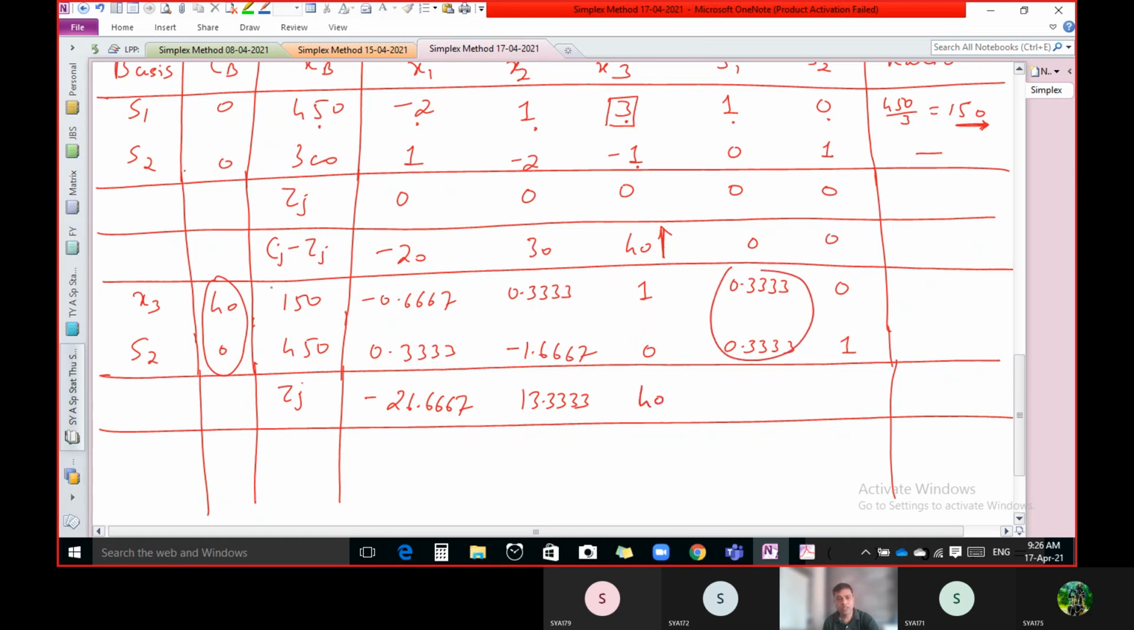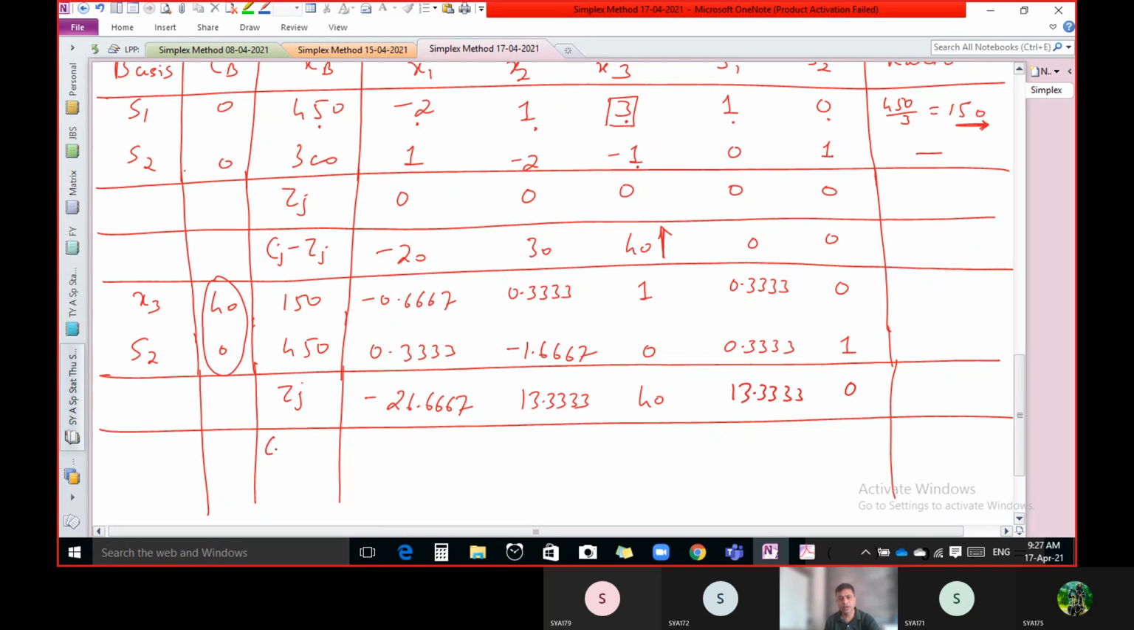Now this 40 into 0.33333, that is nothing but 13.333, and 0 into anything is 0, so we get 13.33333. And now 40 with 0, 0, and 1, 0 with 1 is 0, so the answer is 0.